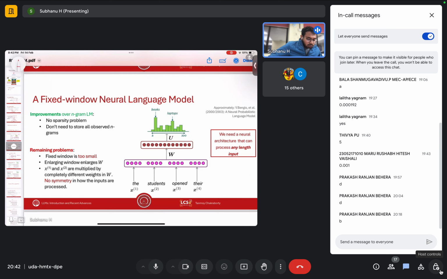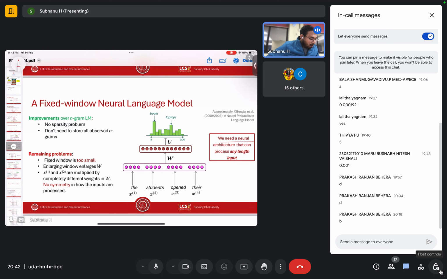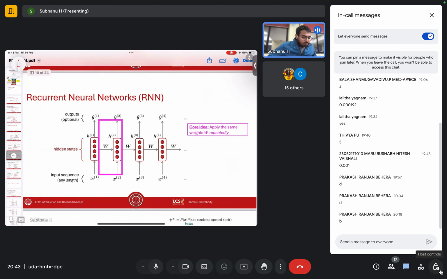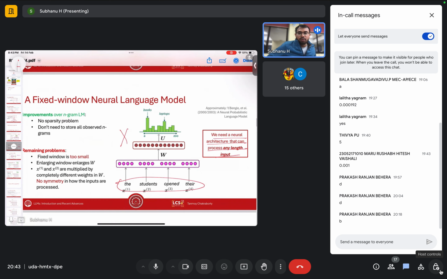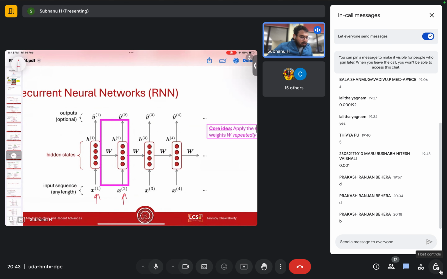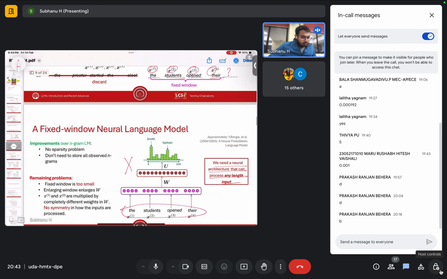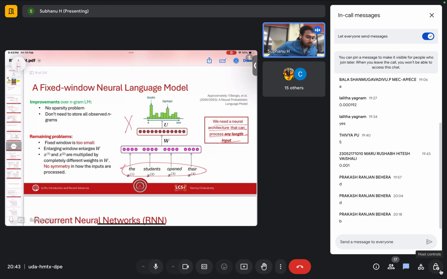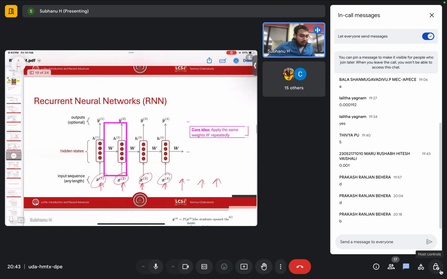We need a neural architecture that can process input of any length, but here our window size is fixed, so this is a problem. That's why we have to discard this model. That's how the RNN came into the picture. In an RNN, at each step you can give a word: x1 here, x2 here, x3, x4, and you can go up to any step. So we discarded the fixed window neural language model and moved to the RNN kind of architecture.